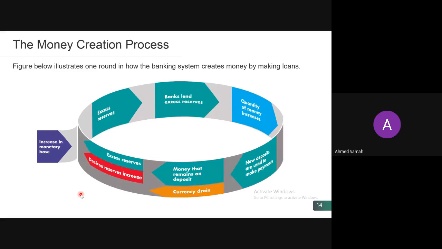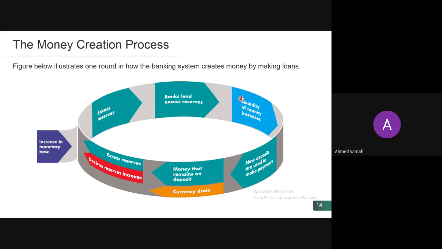Let's say this particular diagram shows the money creation process. Initially there is an increase in the monetary base. Let's say the Fed has bought a security from commercial banks and injected money into the market. So it will create excess reserves or excess liquidity in the banks. Then banks can use these excess reserves to lend loans. When they lend loans, the quantity of money will increase in the market.